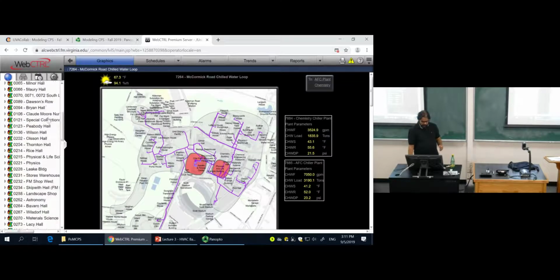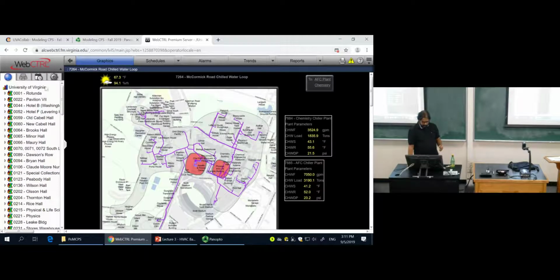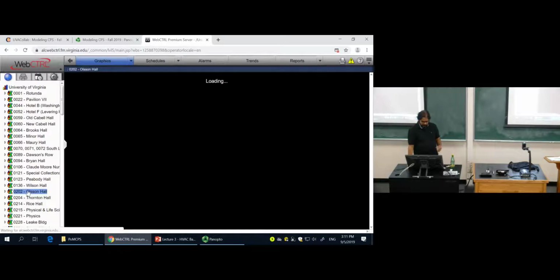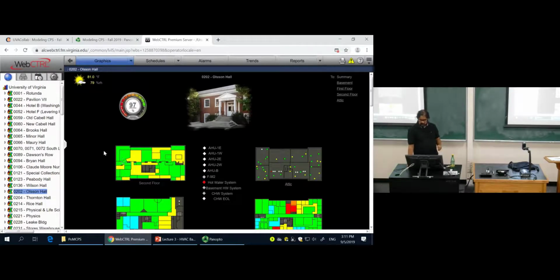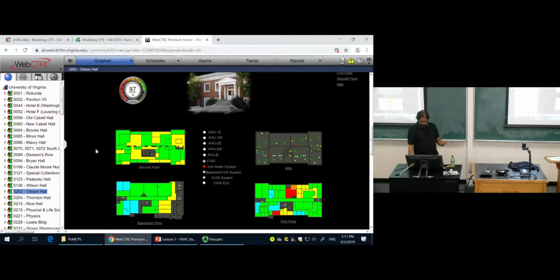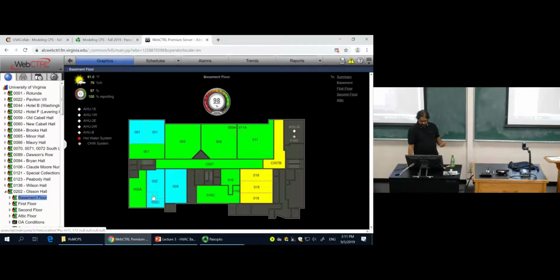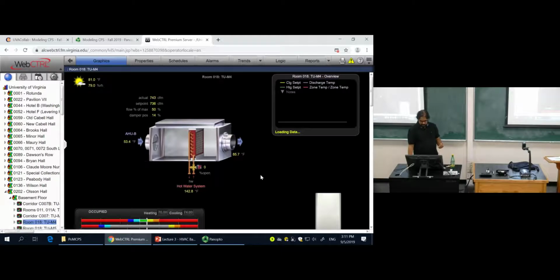Let's also quickly look at the air system. So here is Olson Hall. Let's go to Olson Hall. So this is Olson Hall from a HVAC viewpoint. We are in the basement right now. In the basement, we are in 018. So this is the terminal unit of 018.